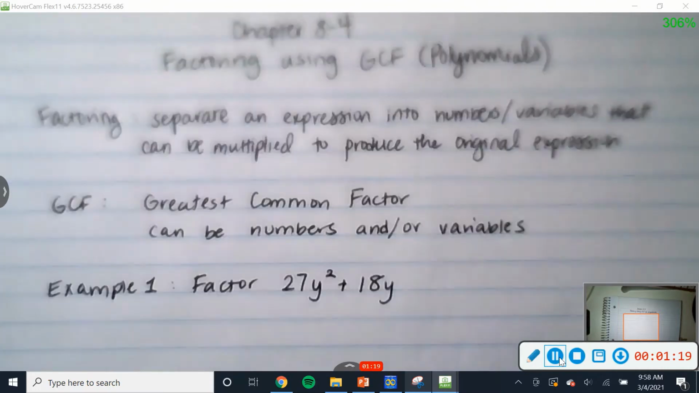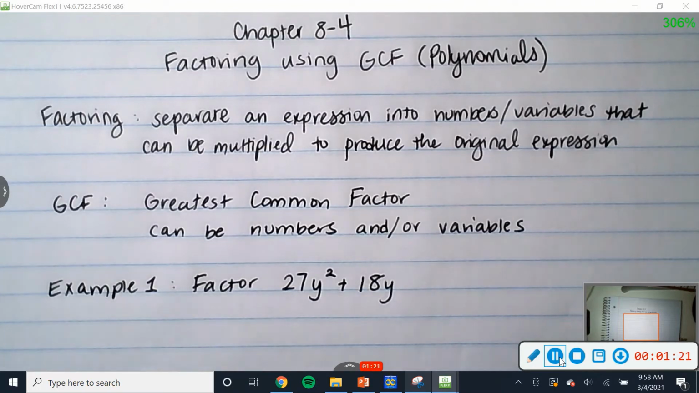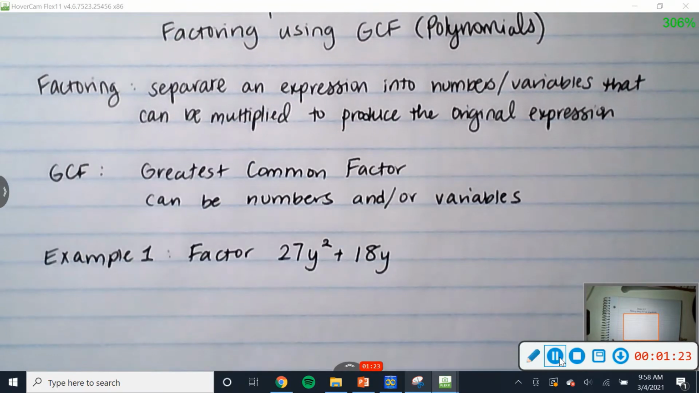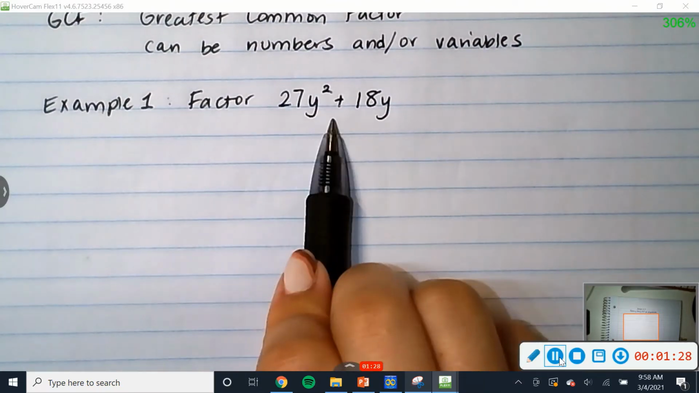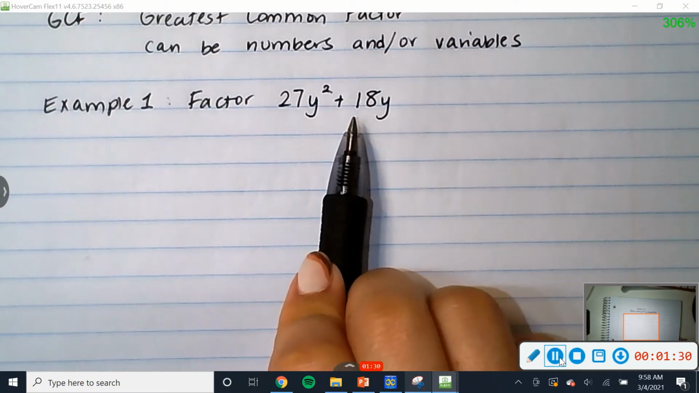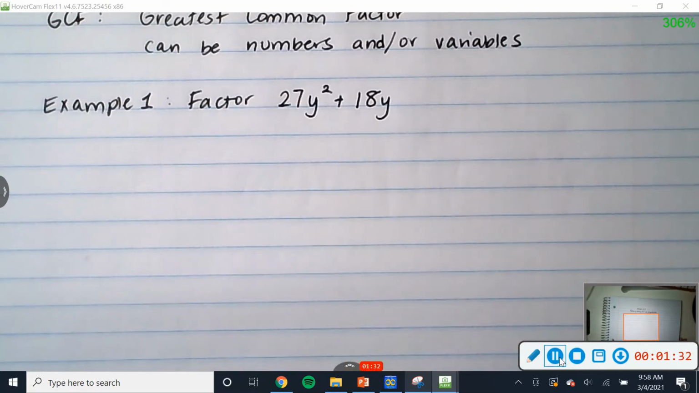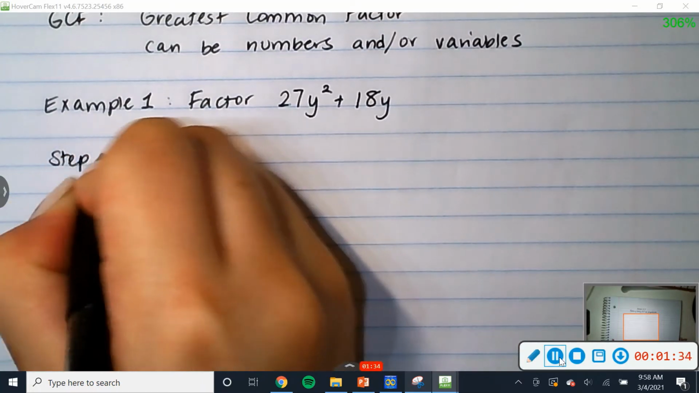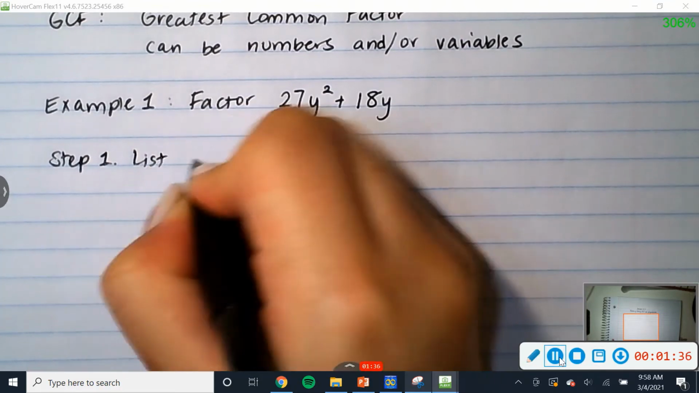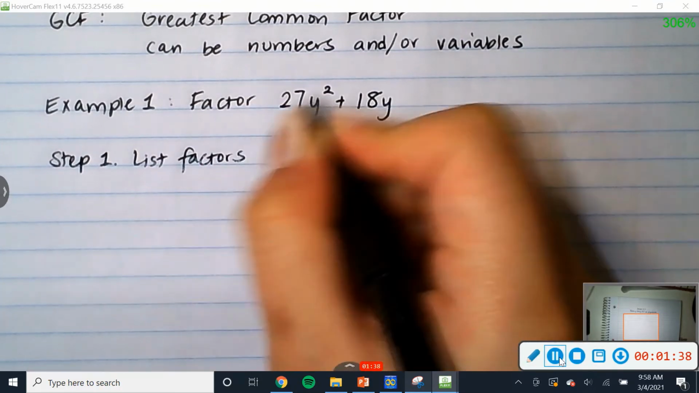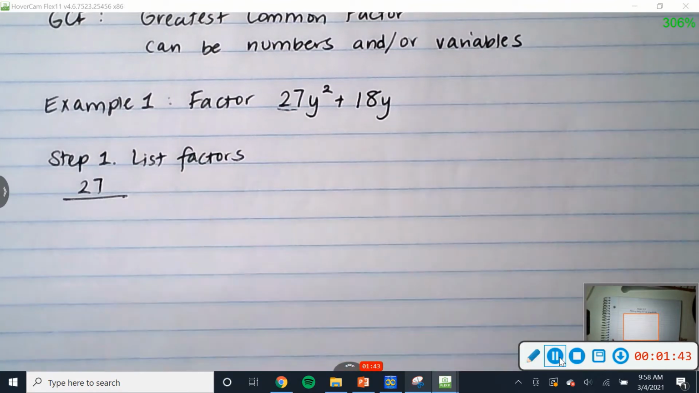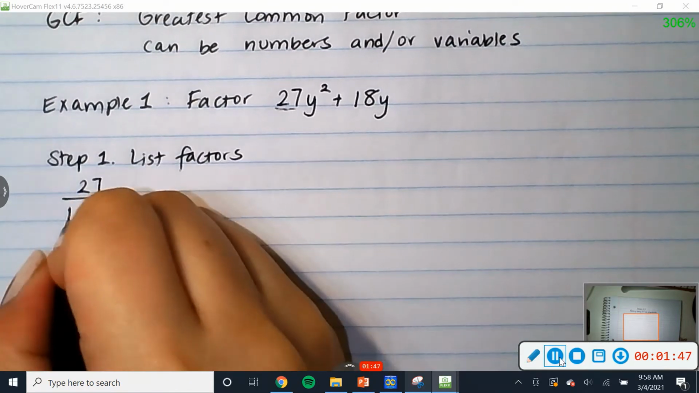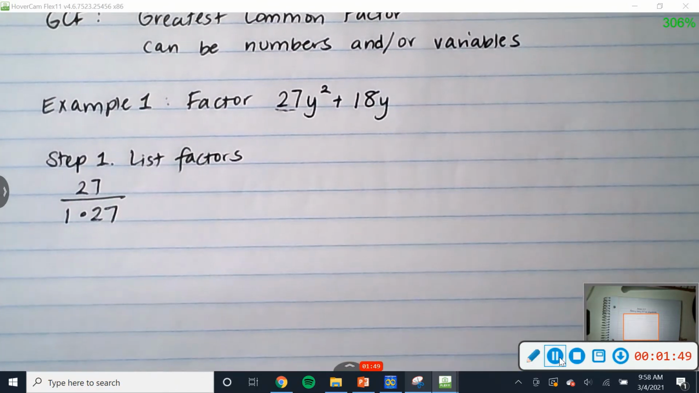So let's take a look at an example to see how we would use this to factor. I have an example here. We want to factor 27y plus 18y. The first thing that we are going to do for step one is to list our factors. I have 27 as one of my coefficients, so I'm going to list out all of my factors for 27, starting with 1. So 1 times 27. And then move on to 2.